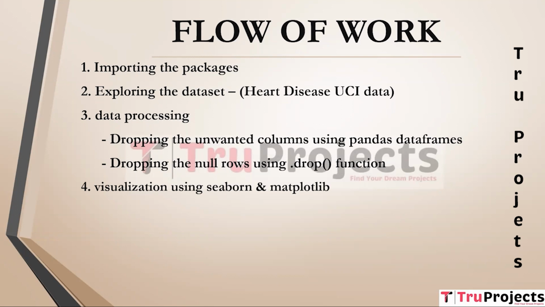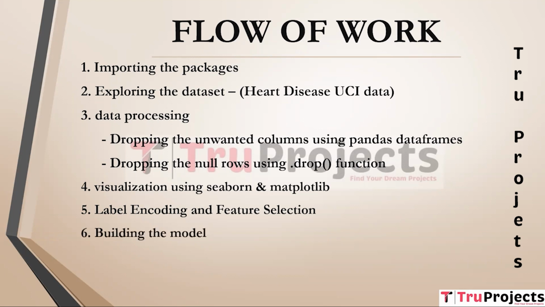Visualization using Seaborn and Matplotlib. This step involves creating data visualizations using the Seaborn and Matplotlib libraries for better understanding of the data distributions, relationships, and patterns. Label encoding and feature selection. This module encompasses label encoding, converting categorical data into numerical format, making it compatible with machine learning algorithms, and feature selection, identifying and choosing the most relevant data attributes that significantly contribute to the prediction model's accuracy. Building the model.